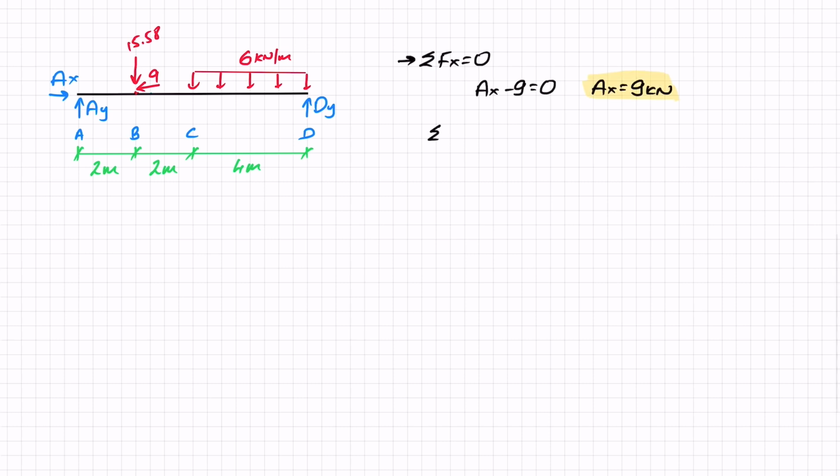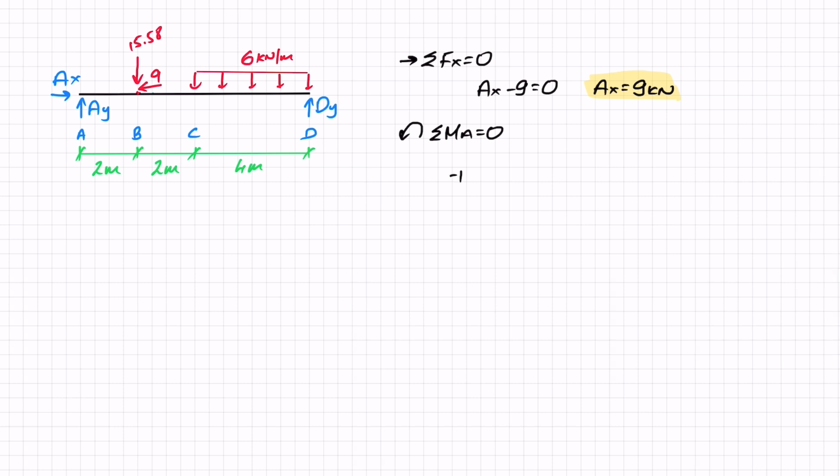Next thing I'm going to do is the sum of moments around A, with this being my positive direction. So starting from left to right, I've got this 15.58 giving me a negative moment, so 15.58, and times 2 meters till A. 9, you can see, passes through A, so it doesn't contribute to a moment. So just remember, if you have a force in the x direction, it needs a distance in y to contribute a moment. There's no distance in y here.